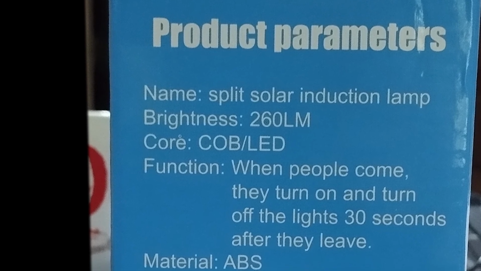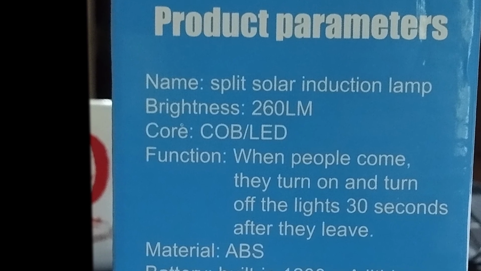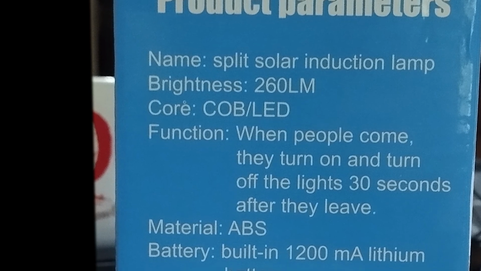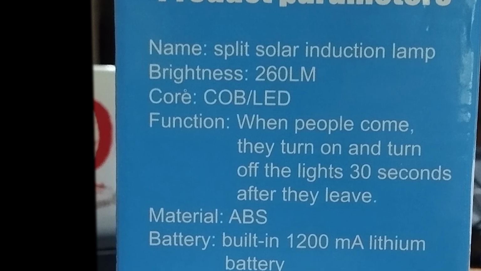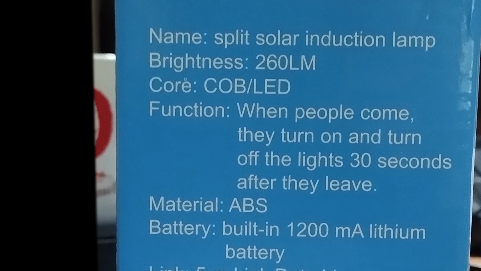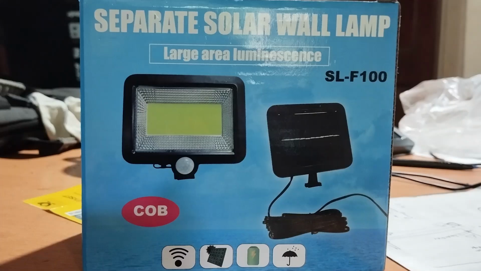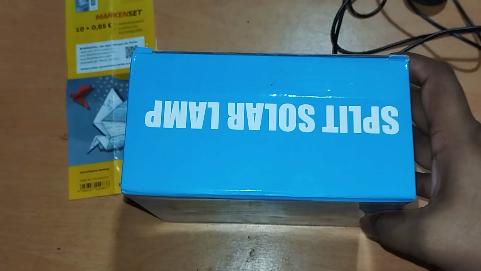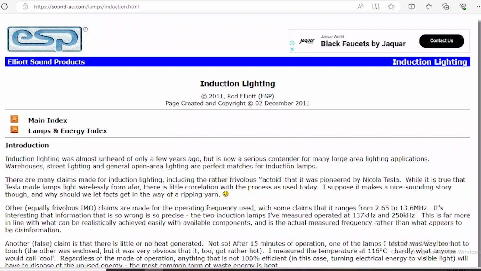Then the most important thing is the name. They titled it under the product parameters as they told. This description box is highlighting a separate name. That is a third name. Actually, in front of the box it says "separate solar wall lamp," and then the top of the box says "split solar lamp." And this third name in the name section says "split solar induction lamp."